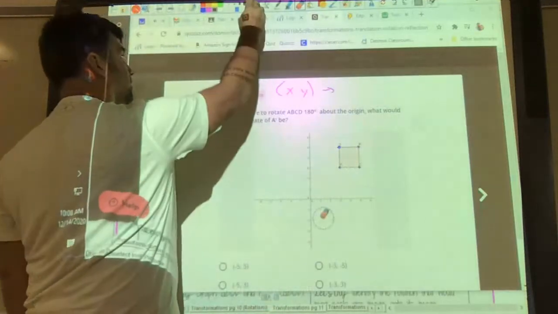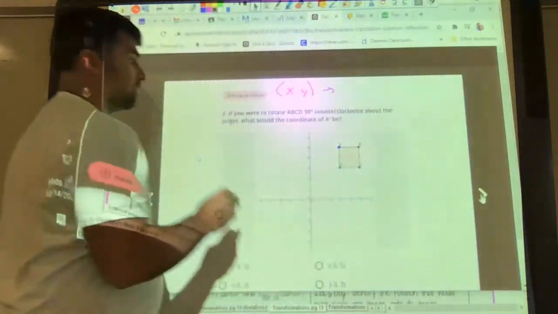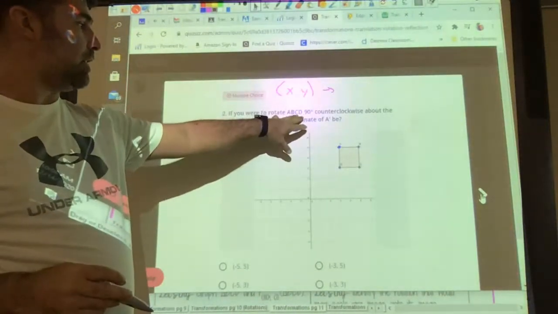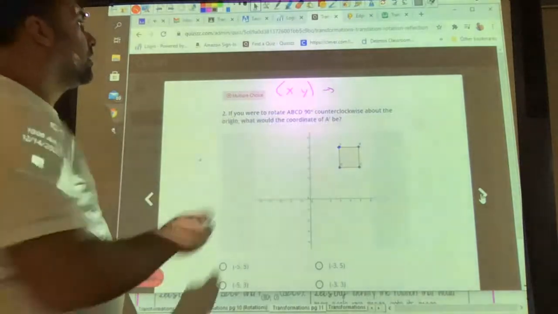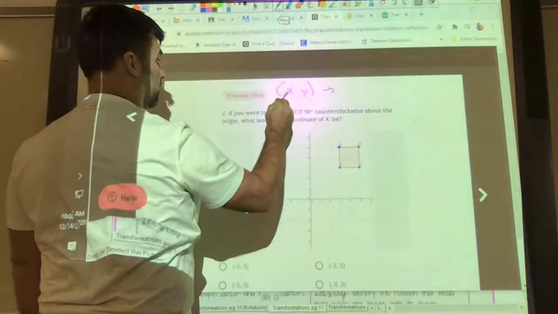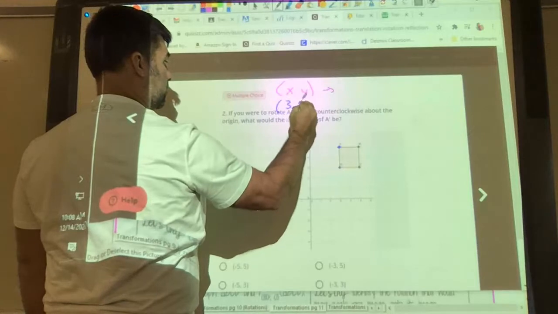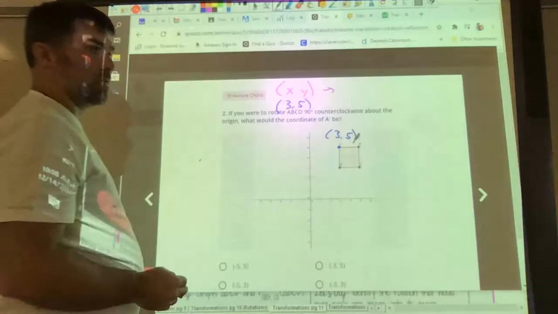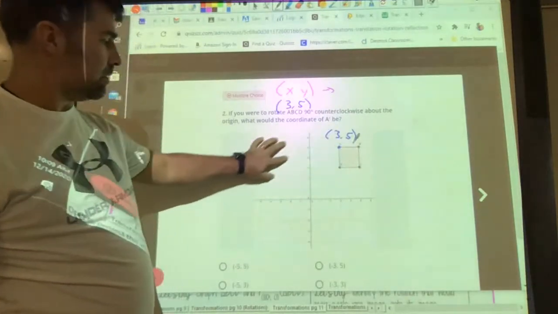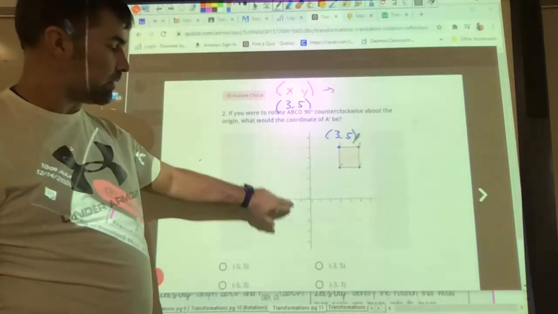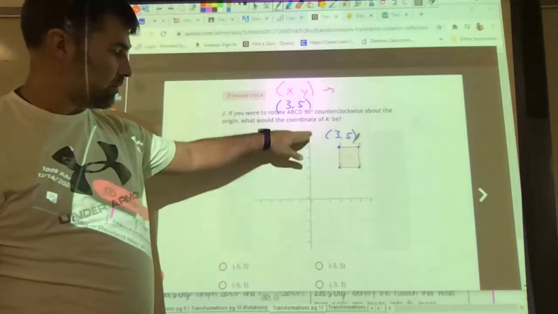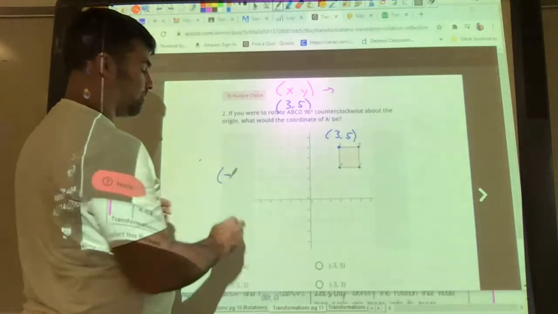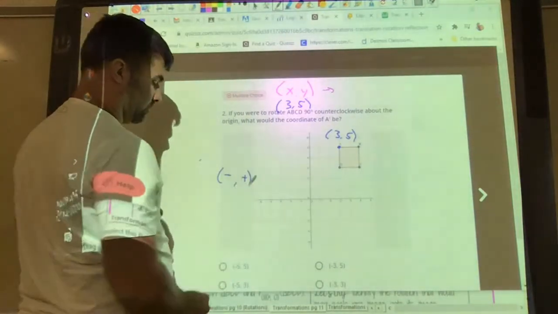Okay, the next one says 90 degrees. So counterclockwise, which is what all these rules are, 90 degrees, it still wants to know about A. Okay, A is still 3, 5. Now, this is the same diagram. But now it wants to know 90. So 90 counterclockwise is going to be in this quadrant, where X's are negative and Y's are positive. So I need a negative X, negative whatever, and a positive Y.